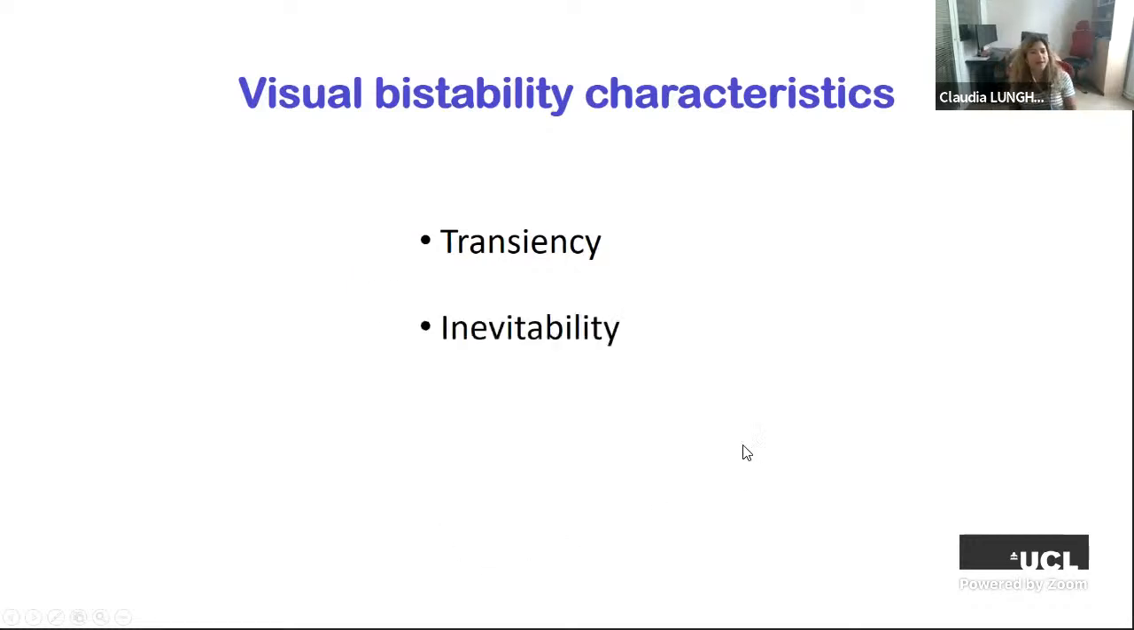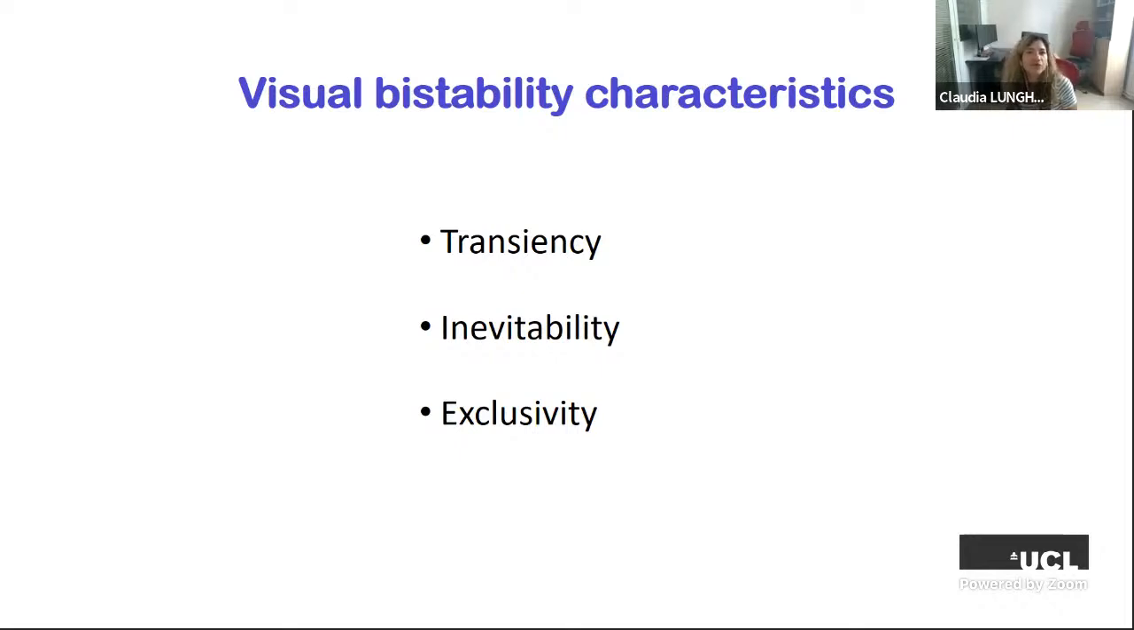Another characteristic is that it is inevitable. So once the conditions for visual bistability occur, once you see an image that has two different interpretations, the alternation between the two images in your visual awareness is inevitable. Again, you cannot prevent that from happening. And from this follows also the exclusivity of the two interpretations. You cannot perceive the old lady and the young girl at the same time, but you perceive only one of the two at a time.